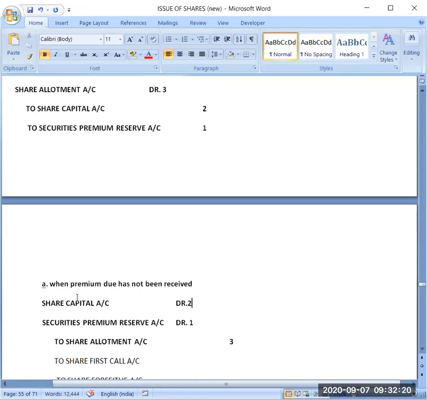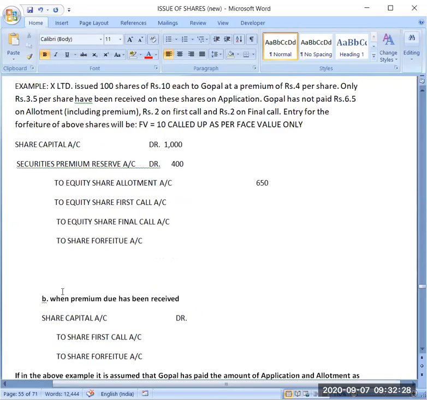Compare these two entries. Okay. Now equity share first call account. So first call amount is rupees 2 per share. That's why it will be 200. Then final call amount is rupees 2 per share. That will also be 200. Till here everything is clear, I hope. And now I am moving to the very important part of this entry. Very important part of this entry.